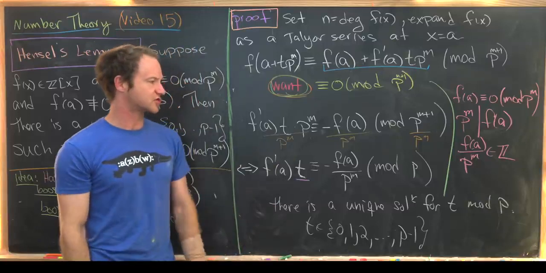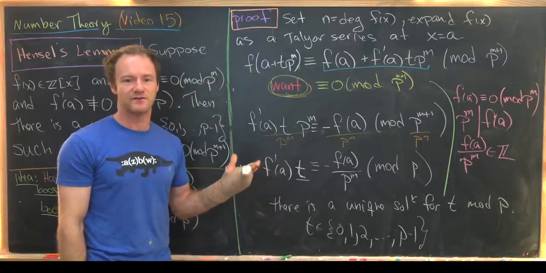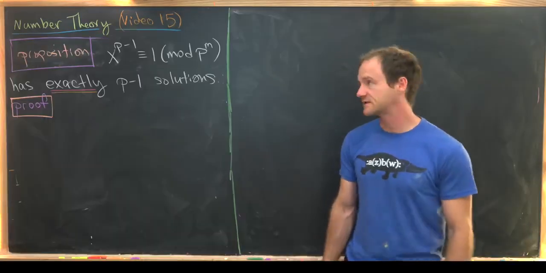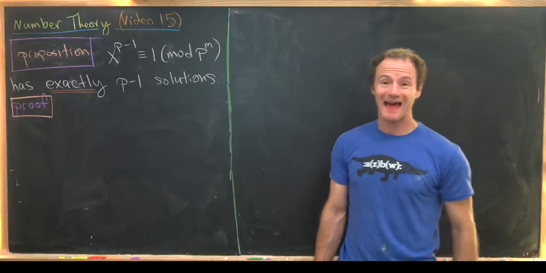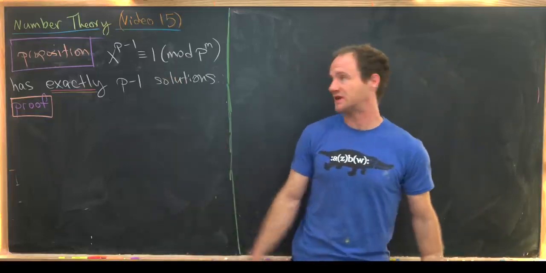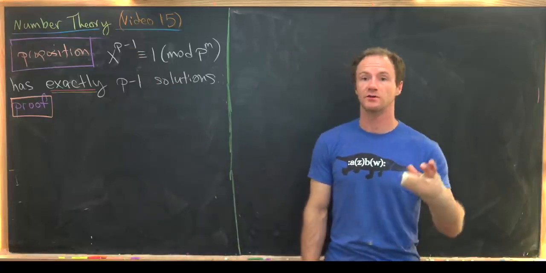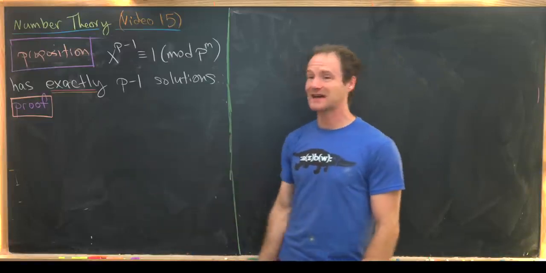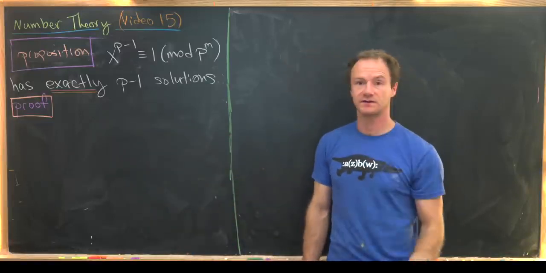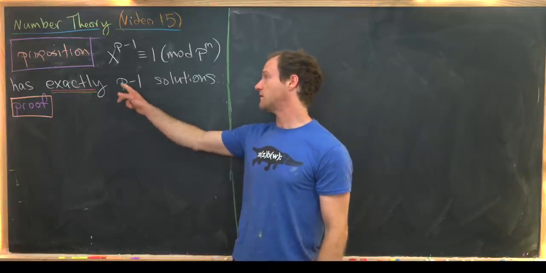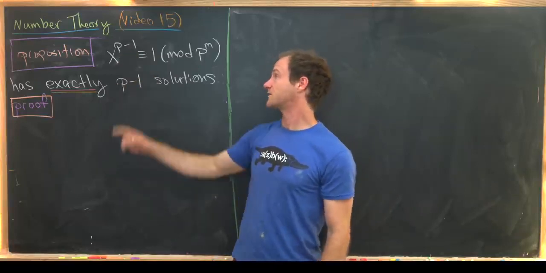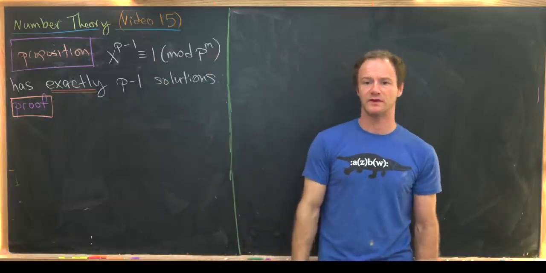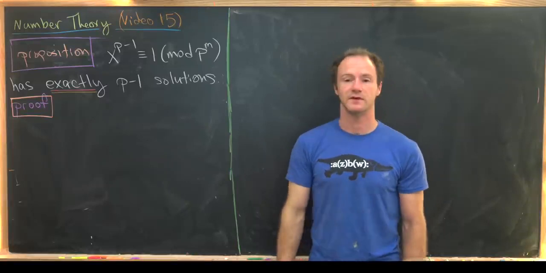Okay, well, we're going to do a constructive example using this at the end of the video. But before we do that, I want to look at one more proposition. Building off of Hensel's lemma, we've got a proposition. And that is that the polynomial equation x to the p minus 1 congruent to 1 mod p to the m has exactly p minus 1 solutions. So notice this is saying that there are p minus first roots of the number 1 modulo a power of that prime p. And we can have any power of that prime p.